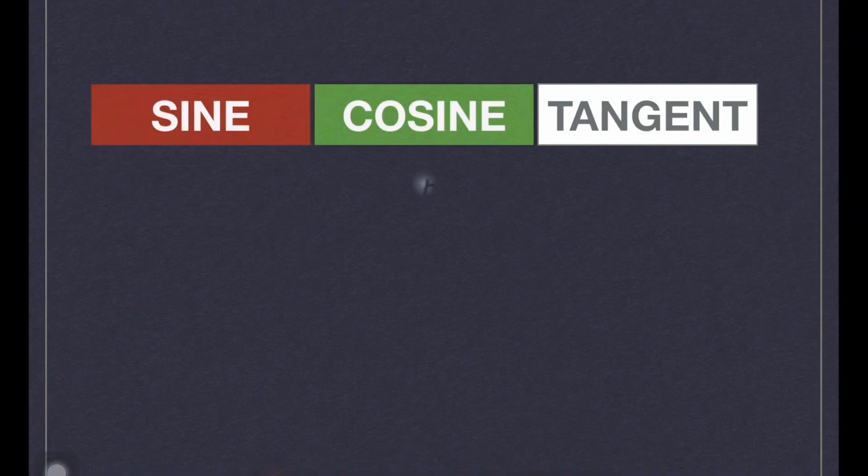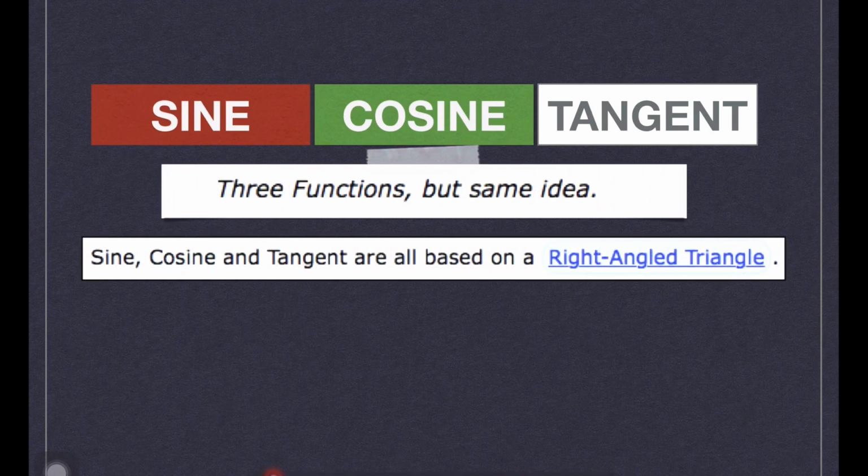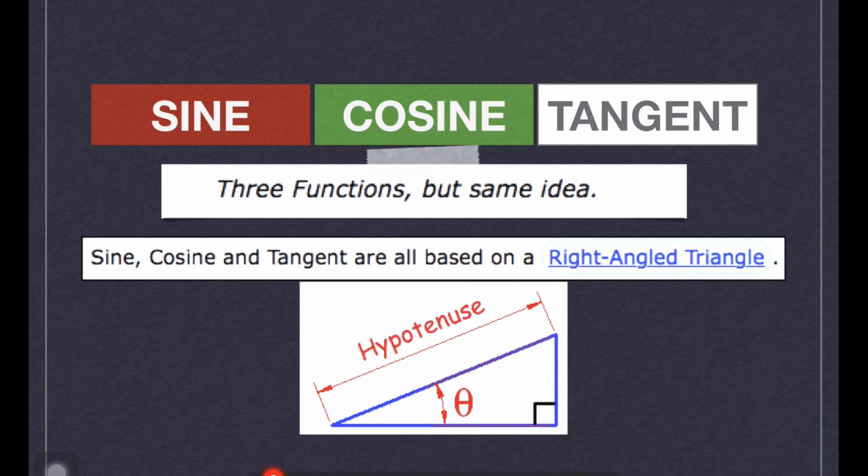Sine, cosine, and tangent are three functions but the same idea, and these are all based on a right angle triangle. Look at this illustration. Here, this is a perfect example of a right angle triangle.